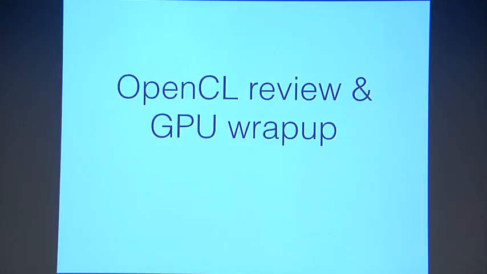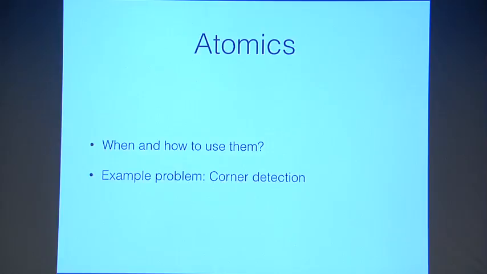All right. So today we'll just do the OpenCL review and GPU wrap-up. After this, it'll be just more random topics about various parallel techniques. So atomics, there was a question. When and how to use them? When are they useful? What are they good for? How do you apply them?